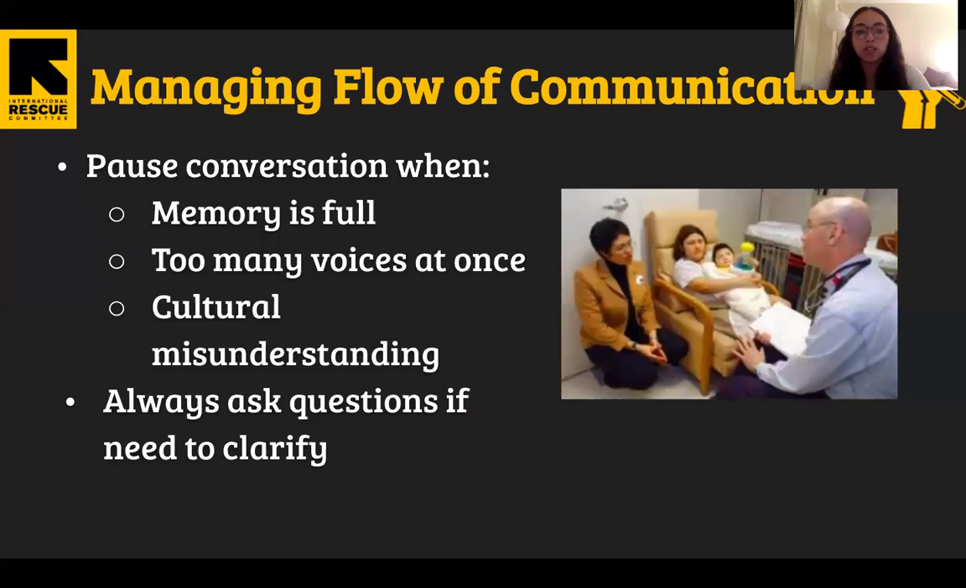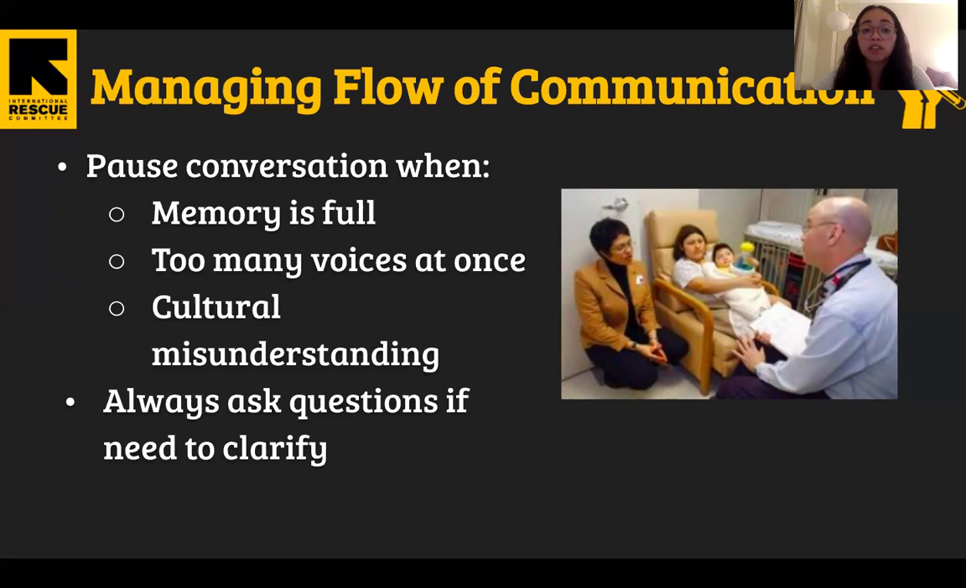Managing the flow of communication. It's okay to pause a conversation when your memory is full and you may need a break to be able to catch up and accurately interpret everything that has been said. You may also pause a conversation when there are too many voices speaking at once. It's okay to ask for a pause and ask for a clarification and even a repetition of something.